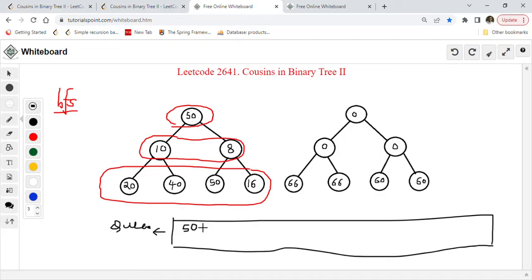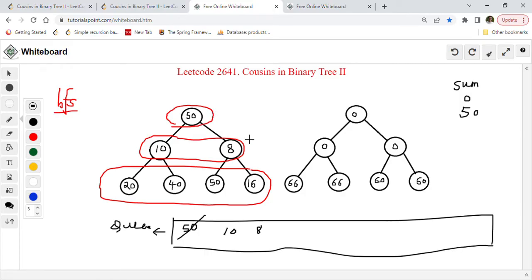Okay. Now you will also keep one variable which will give you the sum for the previous level. The sum for the previous level is 0 obviously for the root, right? So you remove 50, and you add its left and right child, 10 and 8. 10 is the left child, 8 is the right child. The sum of the previous level is 50. So far so good, right? Whenever you process a node for that level, you will keep adding it into the sum. So your sum is now 50 for the previous level, right?